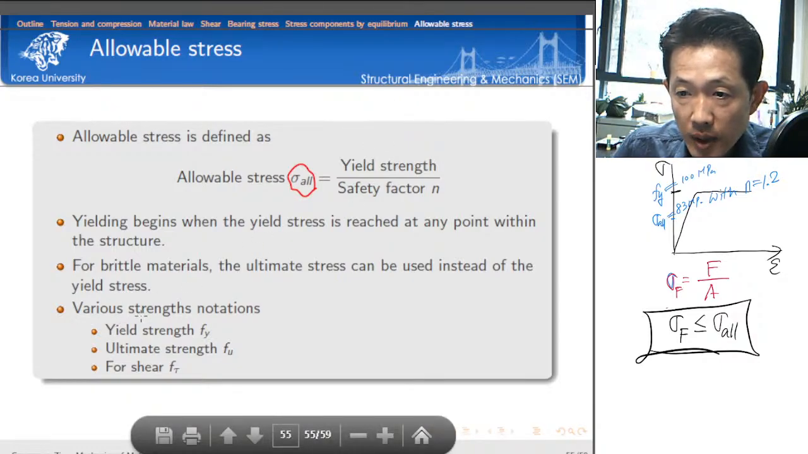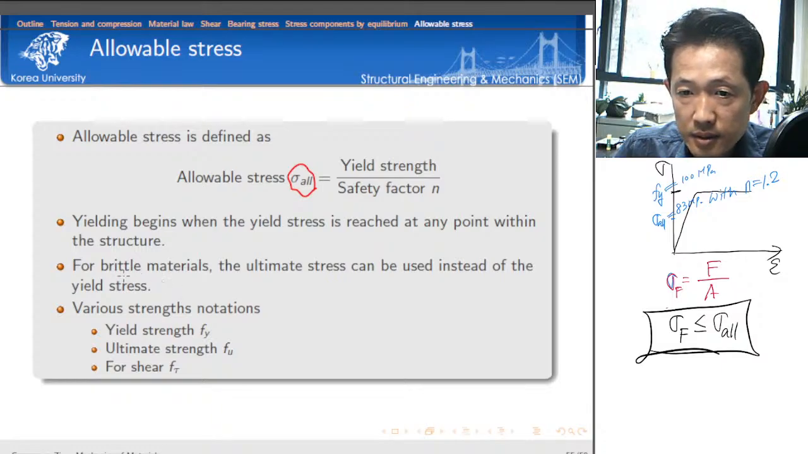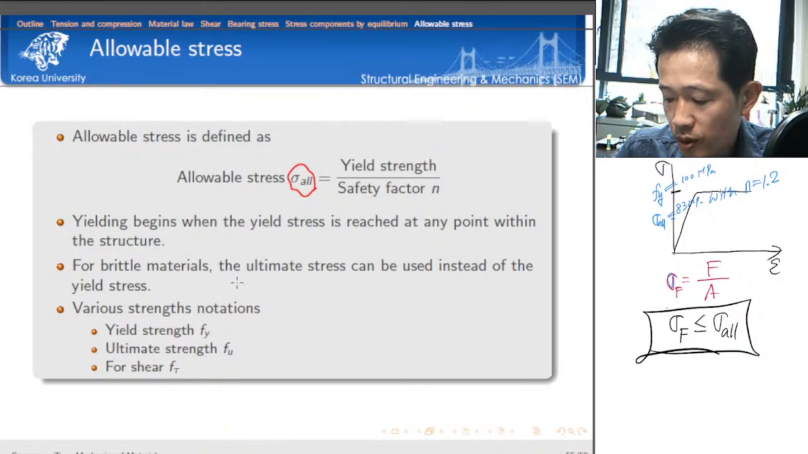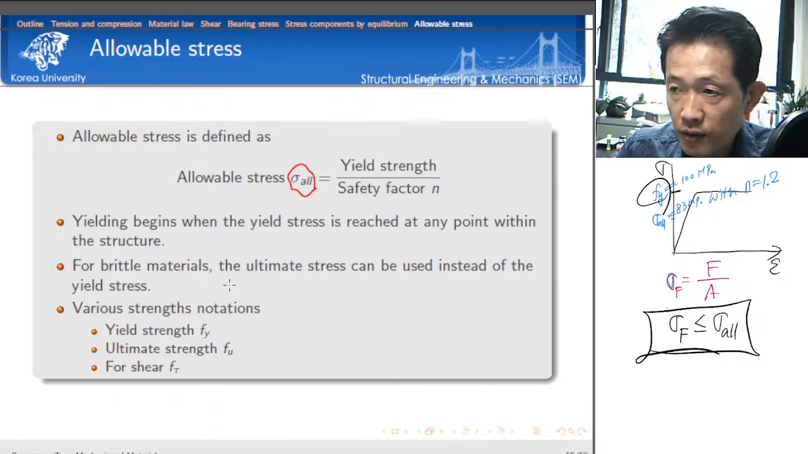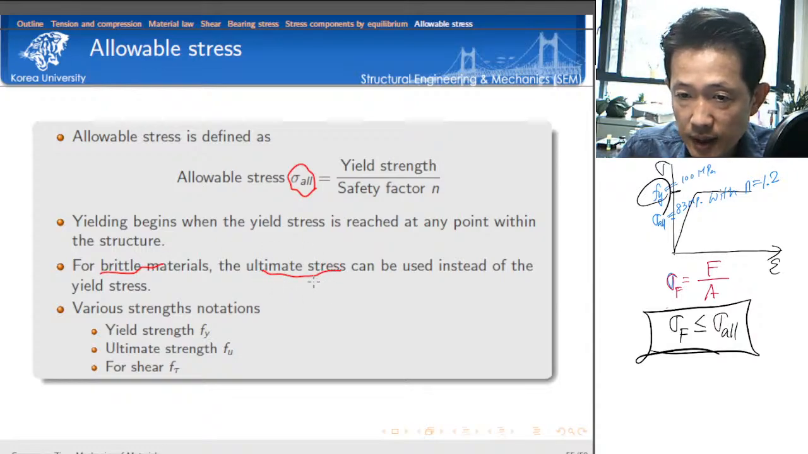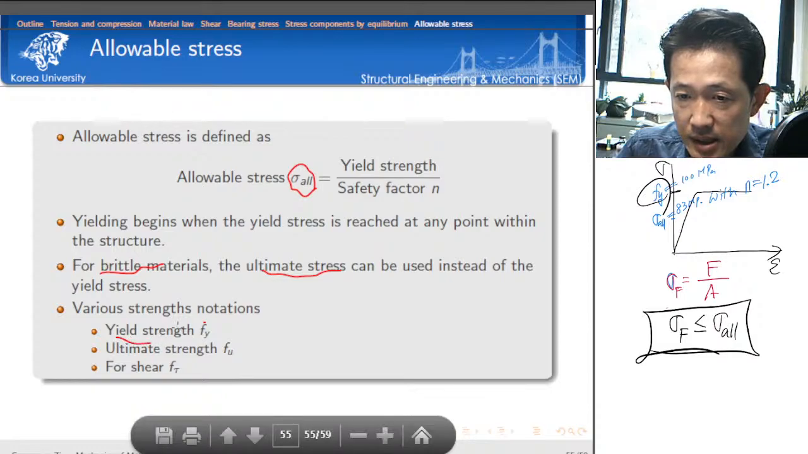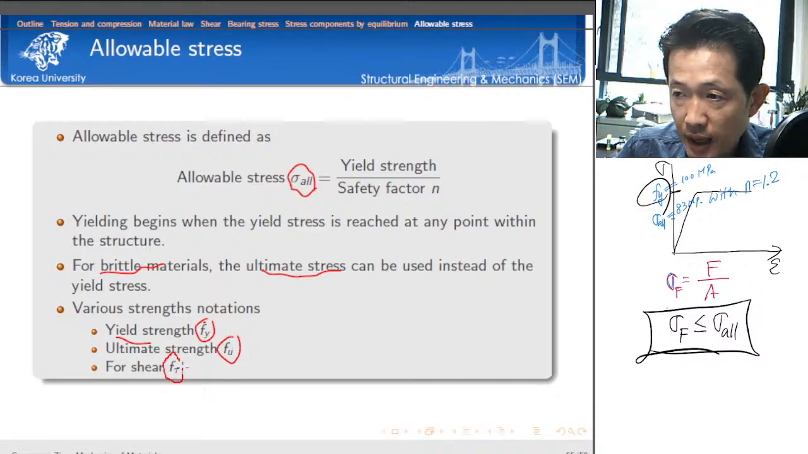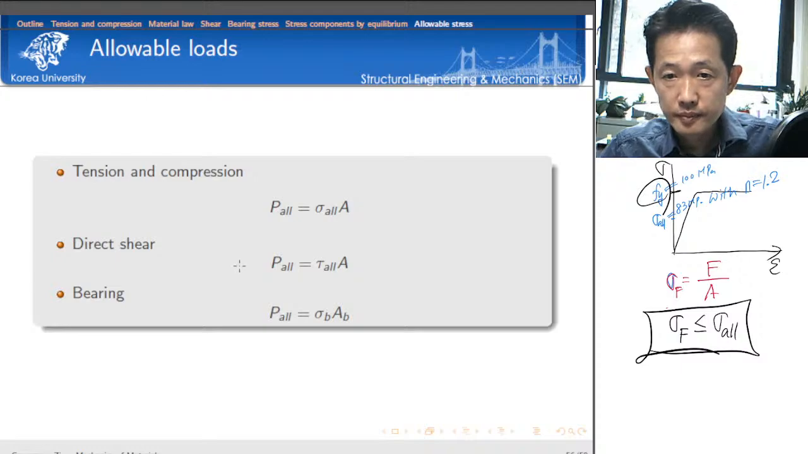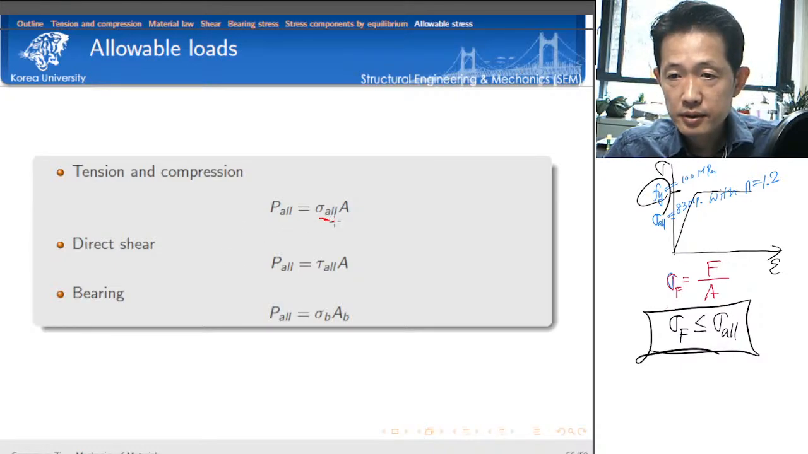And then you may be interested in brittle material. I discussed only steel, a ductile material, where we use the yield strength value for the reference strength. For brittle materials, we use ultimate strength value instead of yield stress. For most design codes, they use F to represent strength: the yield strength Fy, the ultimate strength Fu, and for shear strength, F tau. Once we have allowable strength value, multiplying the allowable stress and the cross-section area, we can determine the allowable force, and the shear and the bearing also.